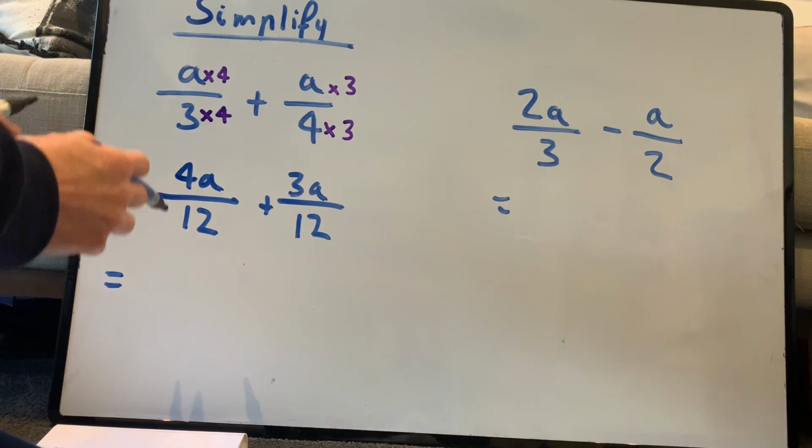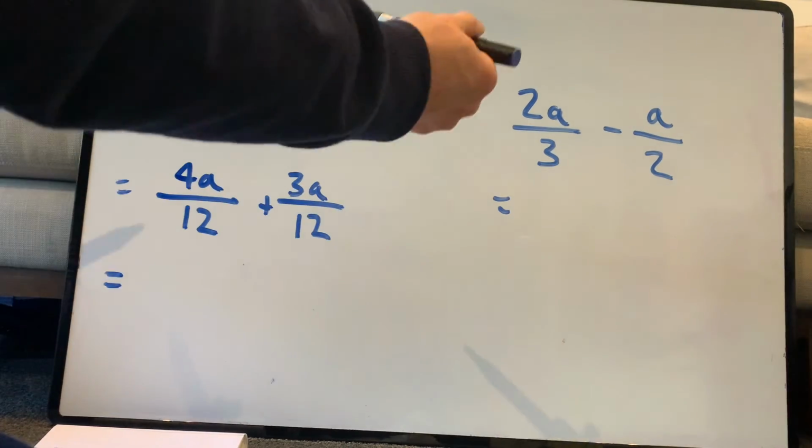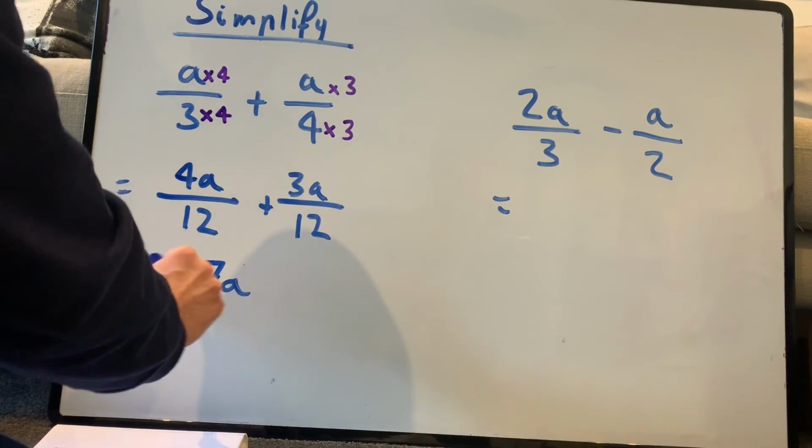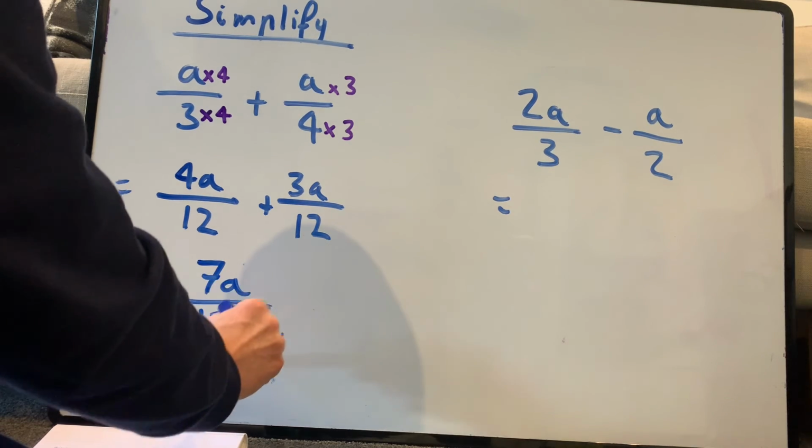Now that we've got the same denominator, the way you add the fractions is by adding the numerators. 4a plus 3a, 7a. Beautiful.